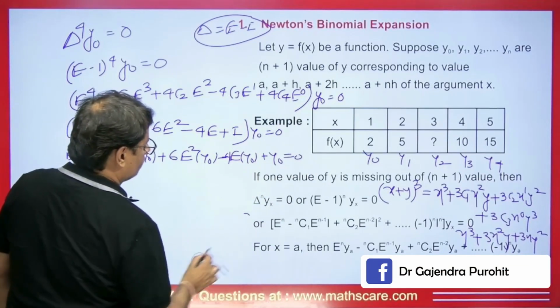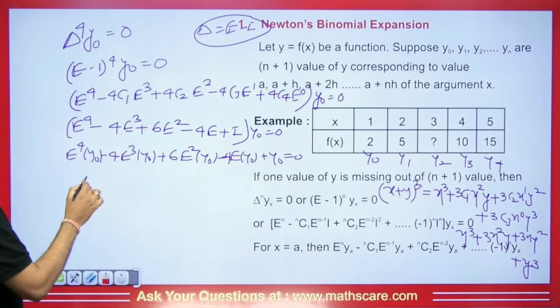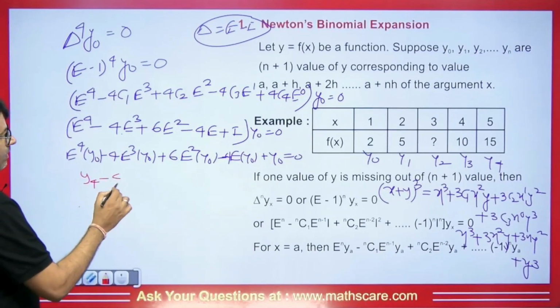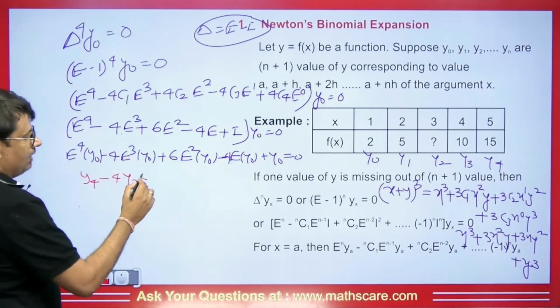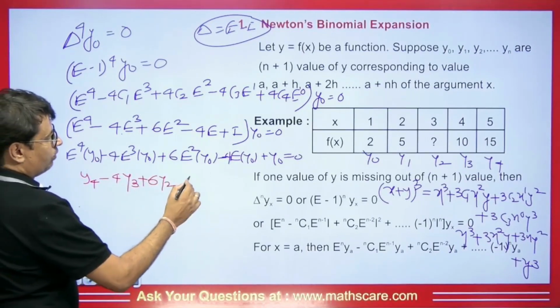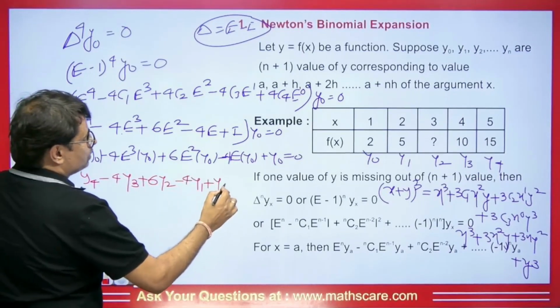Now we will simplify this. E is a shift operator. This will shift y0 to 4, so it will become y4. We have y3 since it will be shifted to 3, plus 6y2 minus 4y1 plus y0 is equal to 0.